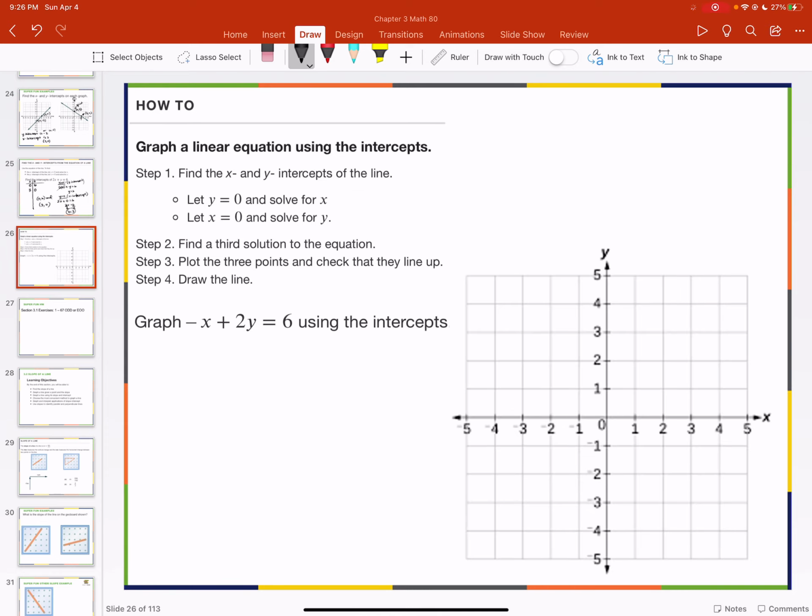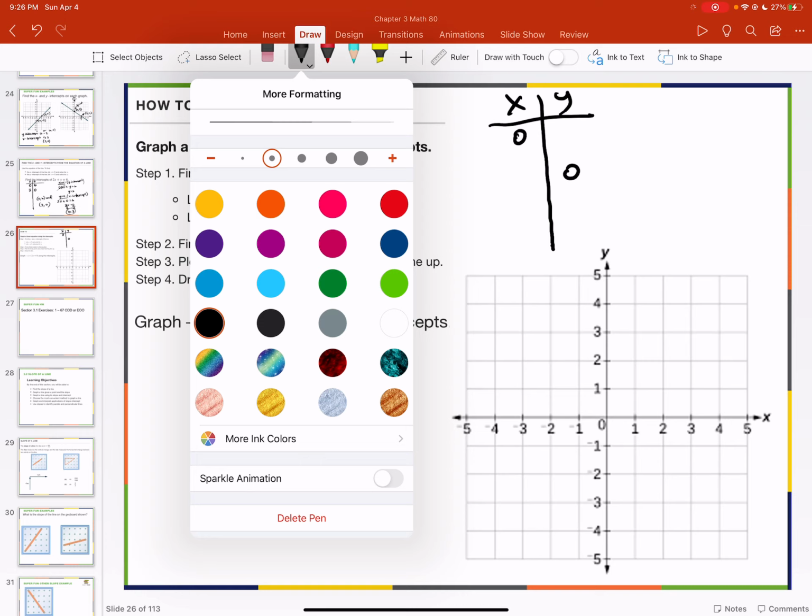If we want to graph an equation using the intercepts, we do the same thing. We start off with a table, and we let x equal 0, y equal 0. We let x equal 0 first and solve for y, and then we let y equal 0 and solve for x. If we want to plot a third solution, you can, but a lot of times the intercepts are just fine. Sometimes you're going to get a line that goes through the origin. Then the x- and y-intercepts are both the same one, so you're going to need more points.